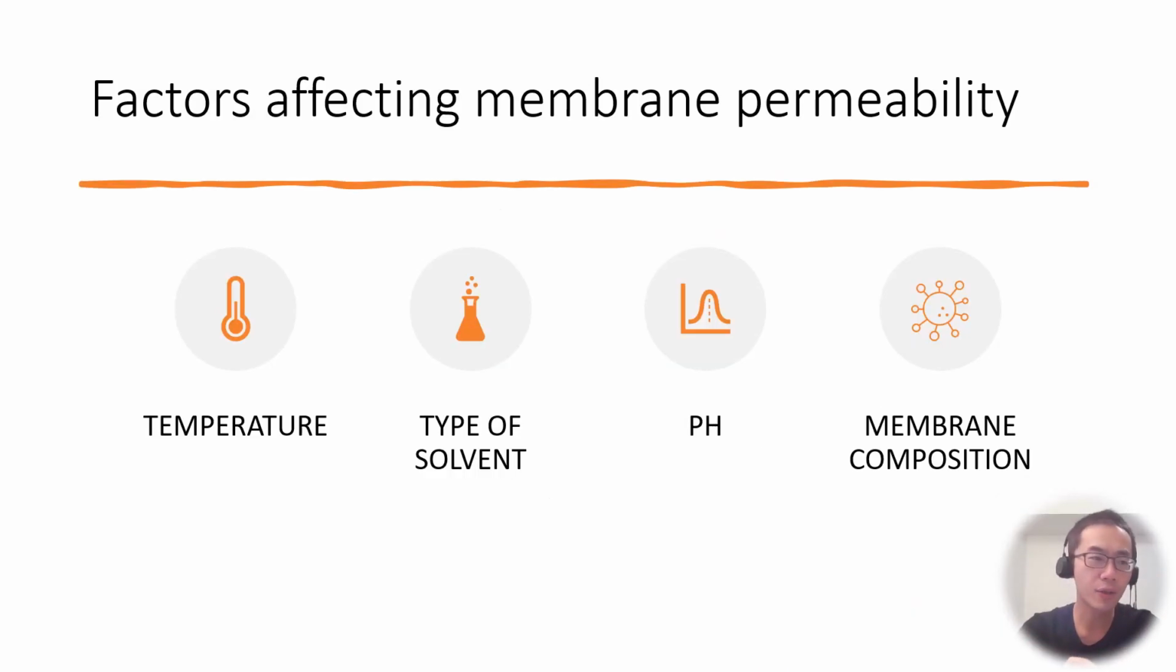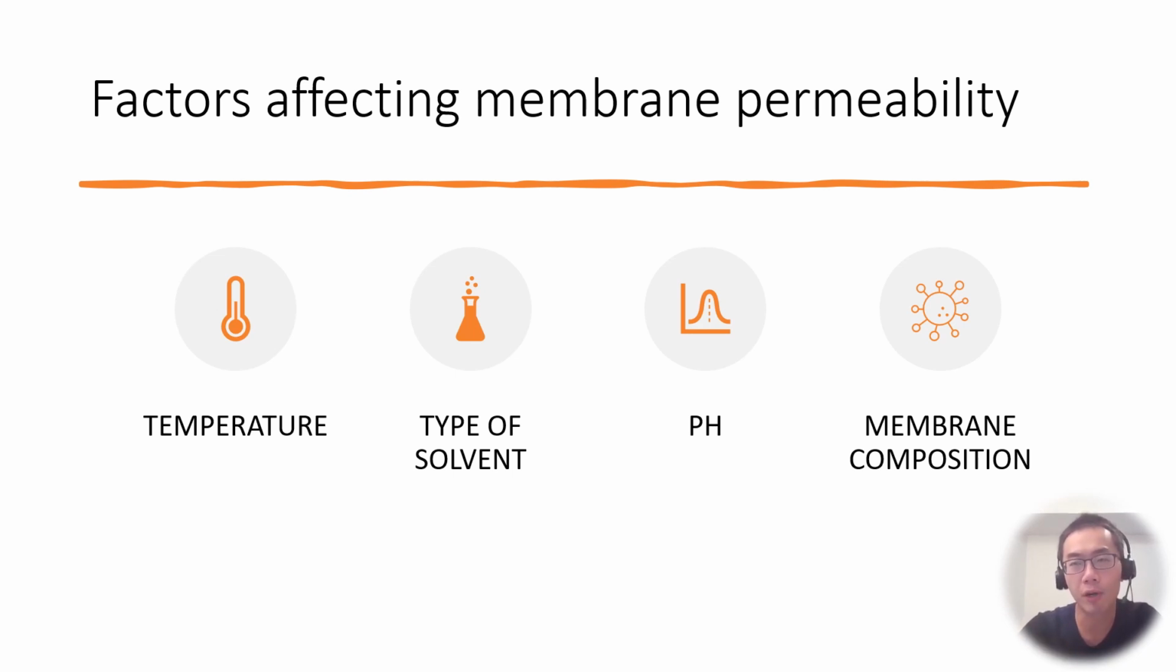So what kind of factors could potentially affect the membrane permeability? Well, the membrane permeability is related to the structural integrity. So anything that affects the structure of the cell membrane is potentially going to change the membrane permeability.